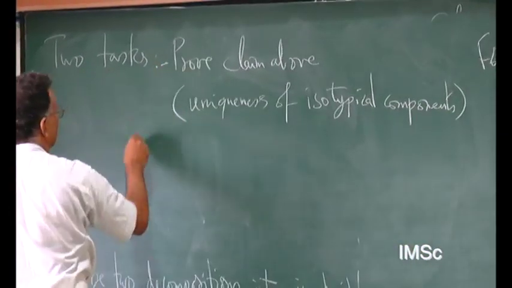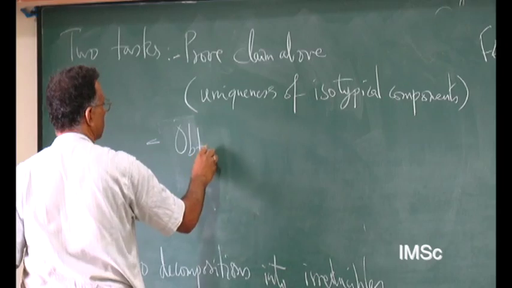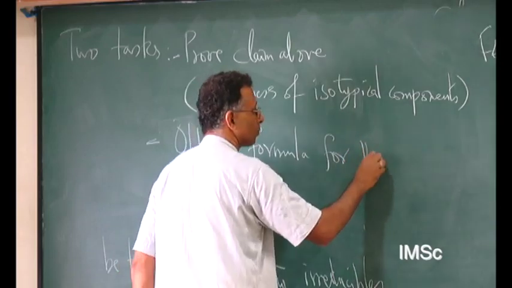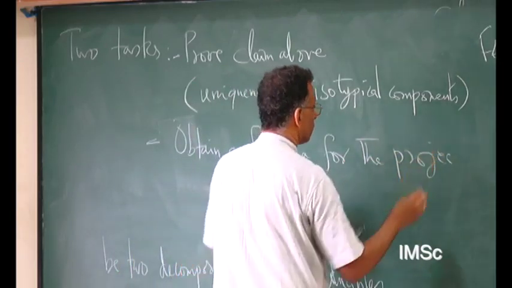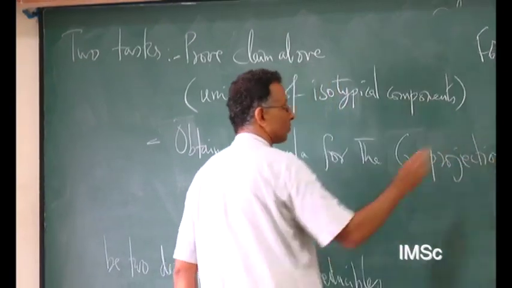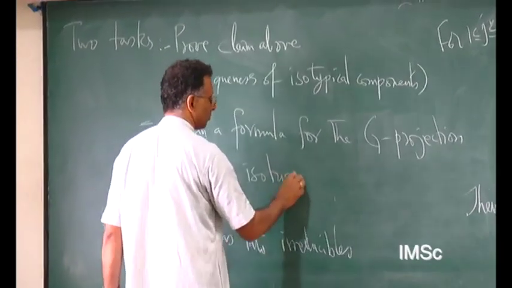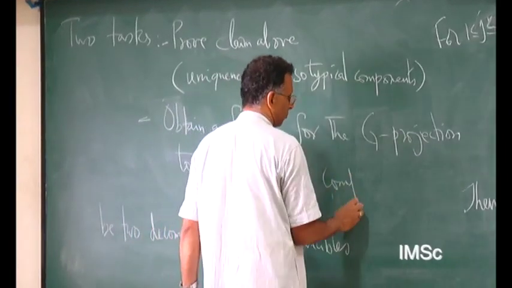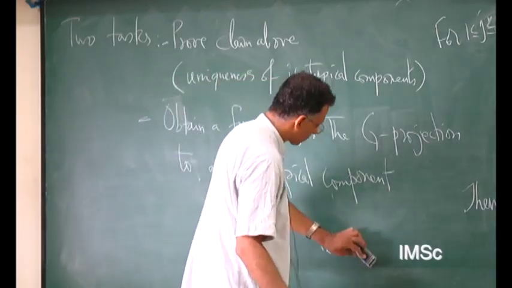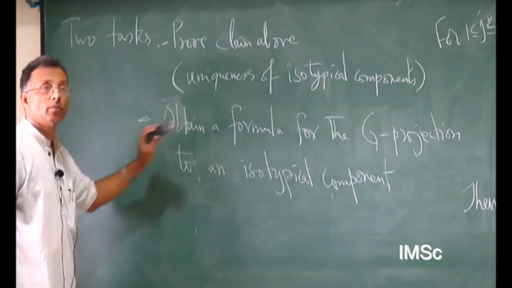Okay? Then the projection formula: obtain a formula for the G projection to an isotypical component, meaning to a given isotypical component. Right? Okay. These are the two things we want to do.